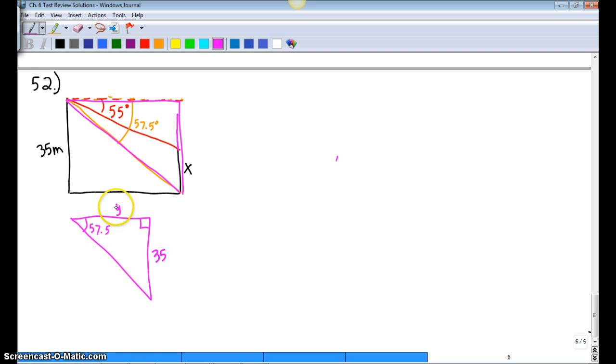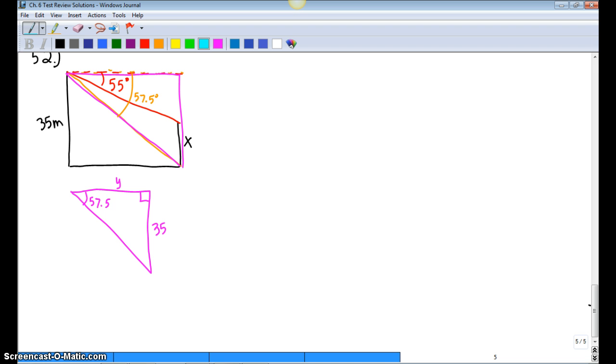It seems as though Windows Journal is not working, so let's try this. Okay, I figured out the Windows Journal issue there. So anyways, what I was saying is, if I can get this triangle, let's make it green actually, right here, our green triangle, we know 55 degrees, 90 degrees, this would be y, and let's call this z.